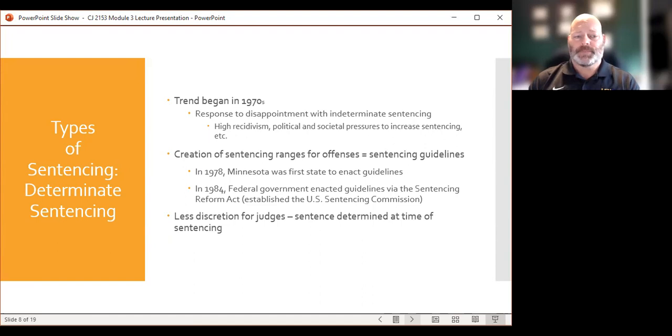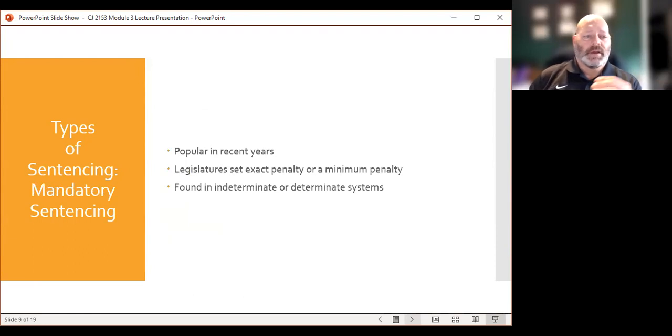The primary feature of determinate sentencing is that there was less discretion for judges, that the sentence was determined at the time of sentencing based upon the guidelines. Another type of sentencing is what's known as mandatory sentencing, and this type has become popular in recent years. This has come about through the flexing of the will of legislatures across the country to set the exact penalties or minimum penalties for certain crimes. Mandatory sentencing, however, can be found in both the indeterminate and determinate systems of sentencing.